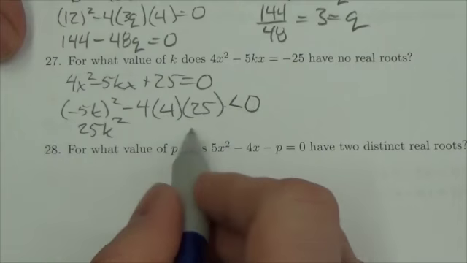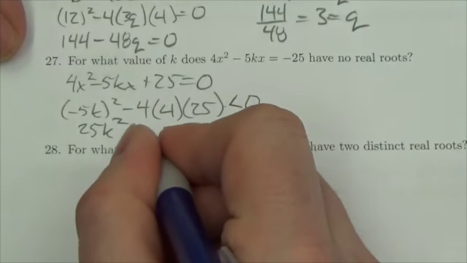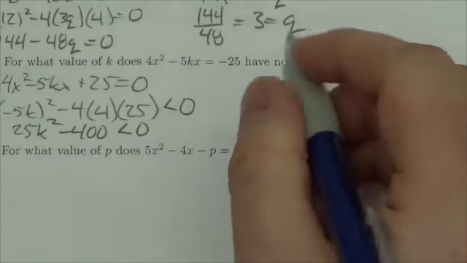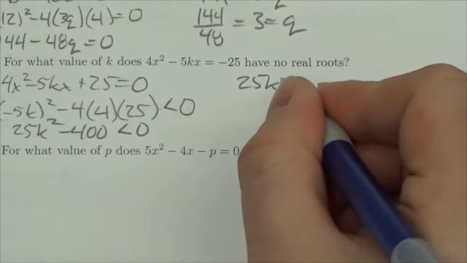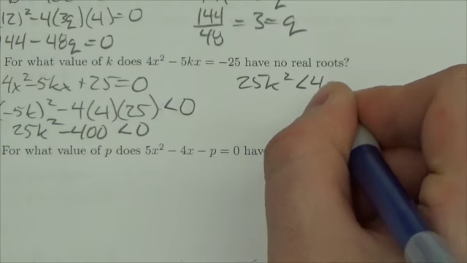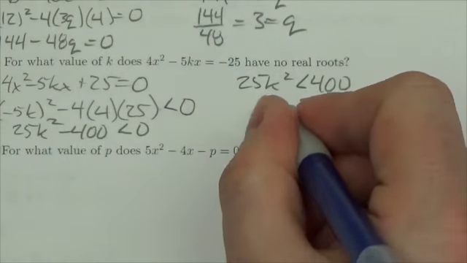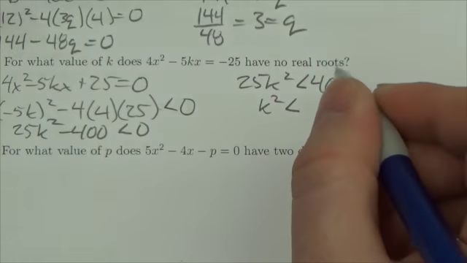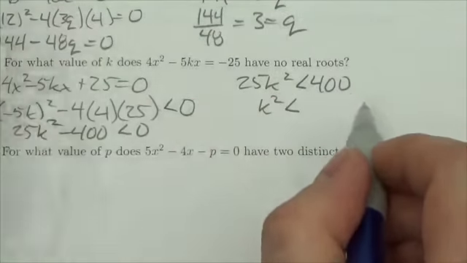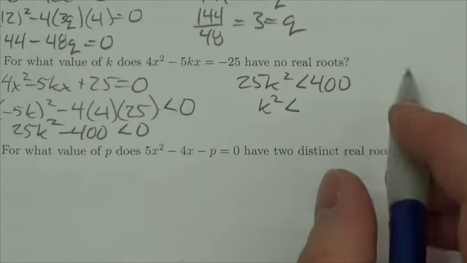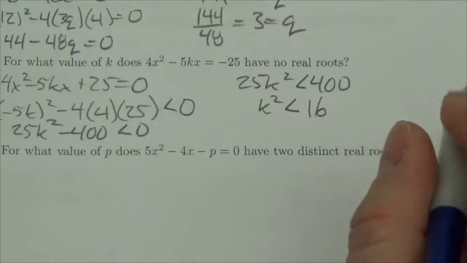4 times 25 is 100. Minus 4 would be minus 400. And again, I want this to be less than 0. So 25k squared less than 400, that's what we want that to be. Divide by 25, and I'm going to get k squared is less than, well, 25 divides into 400 how? Well, 25 goes into each 100 4 times. There's 4 of them, so there's going to be 16 25s there.